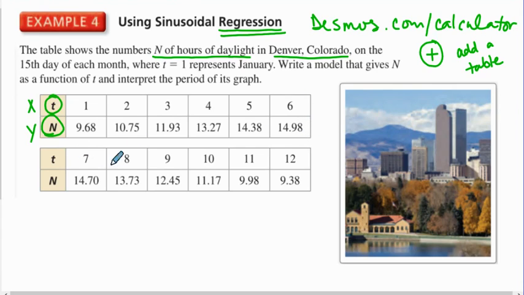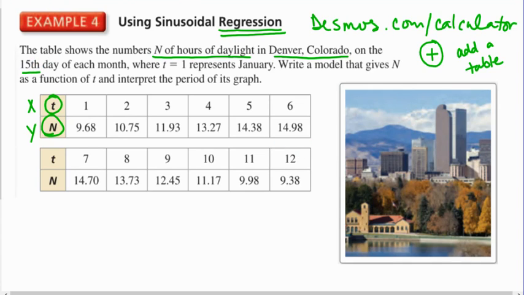Okay, you go 6 months later to December. December is the shortest number of hours of daylight per day of the year. On December 21st is the shortest day of the year. So this is just a couple days below that, 9.38 hours of daylight on December 15th.